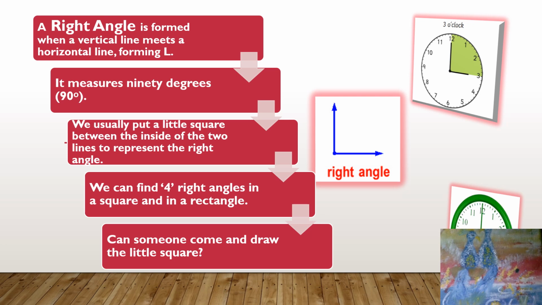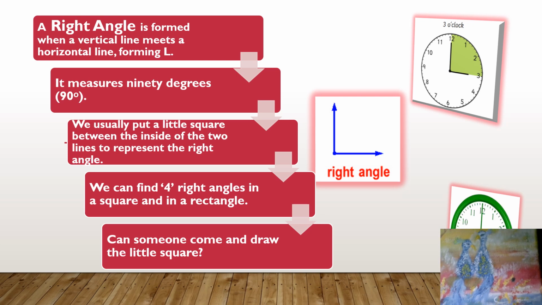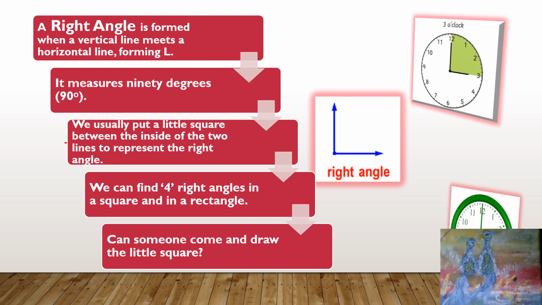We shall now learn about each different type of angle. We shall start with the right angle. A right angle is formed when a vertical line and a horizontal line intersect. It looks exactly like a capital or uppercase L. A right angle measures 90 degrees.